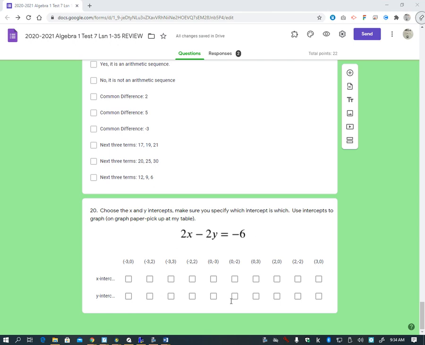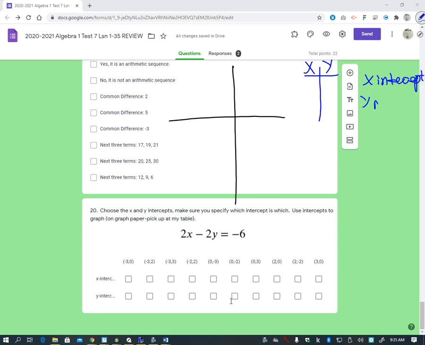Okay, x and y intercepts. We talked about this in the last video. An x-intercept is what? Where it crosses the x-axis. The y-intercept is where it crosses the y-axis. If I make a table of values, here's x, here's y. The x-intercept has what? Zero y. The y-intercept has a 0 x.